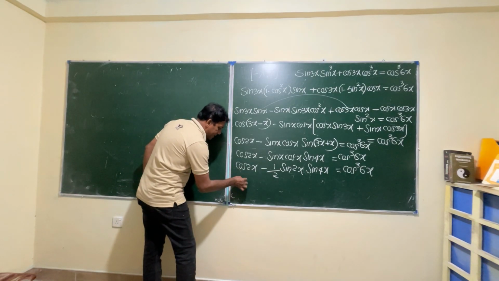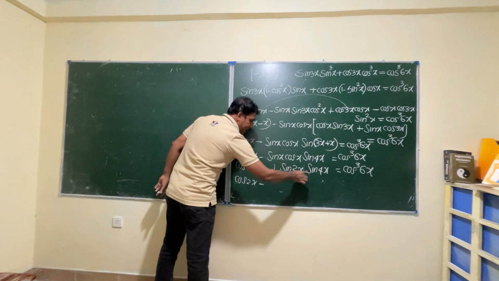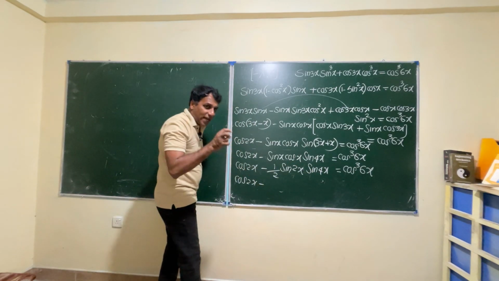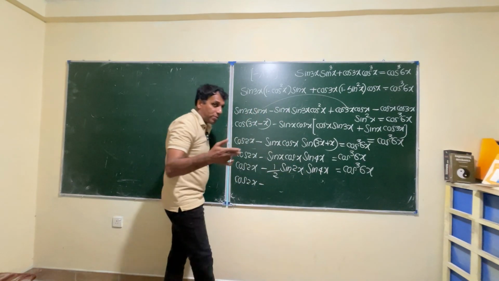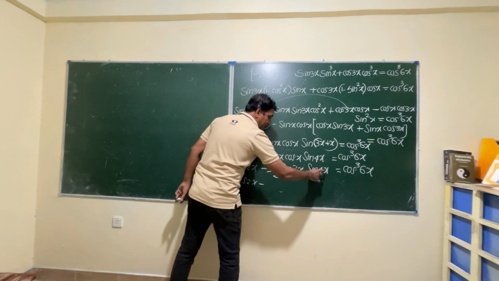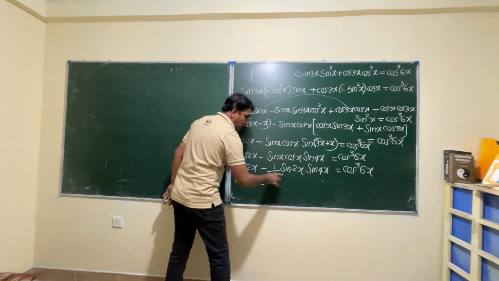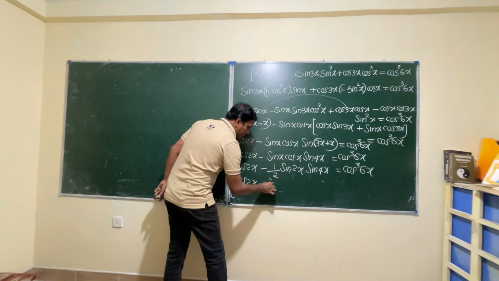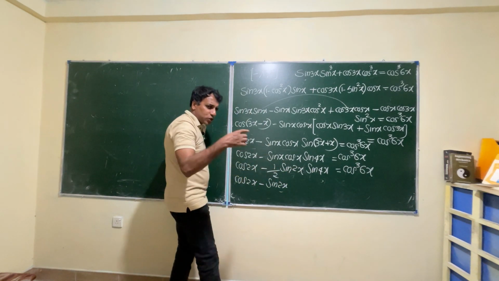Cos 2x minus, can I write this sine 4x as 2 sine 2x cos 2x? Sine 4 theta, double angle formula: sine 4 theta equals 2 sine 2 theta cos 2 theta. So the 2 cancels here, right? Therefore, this is sine 2x cos 2x.